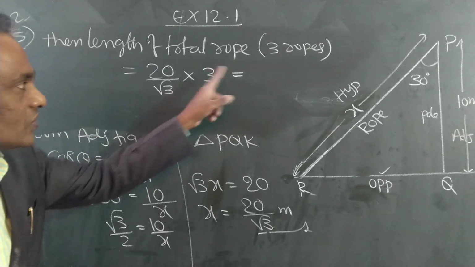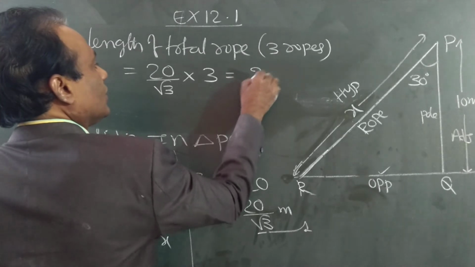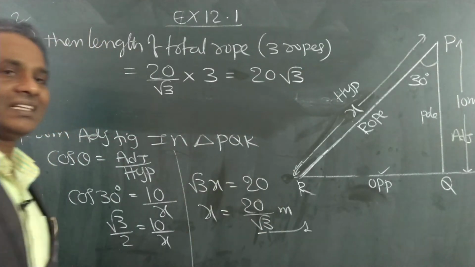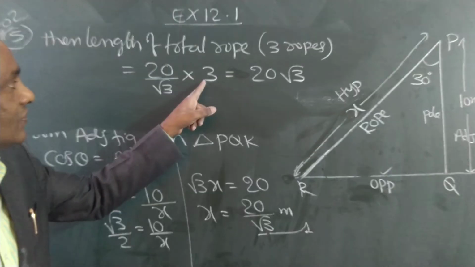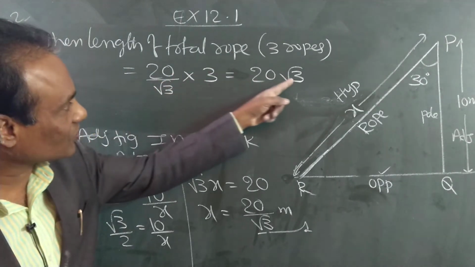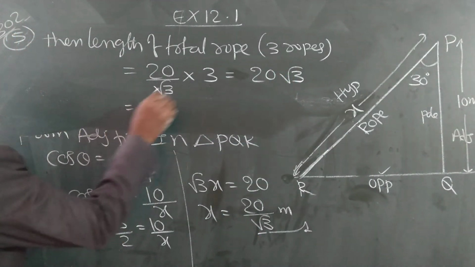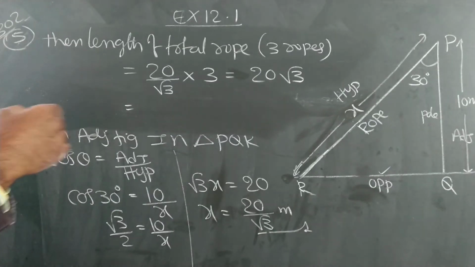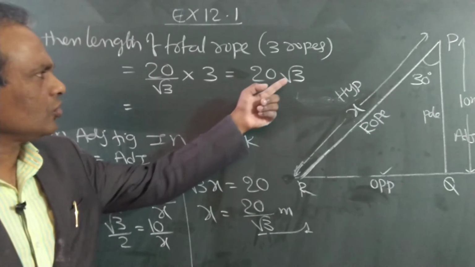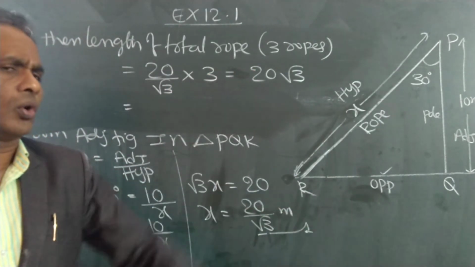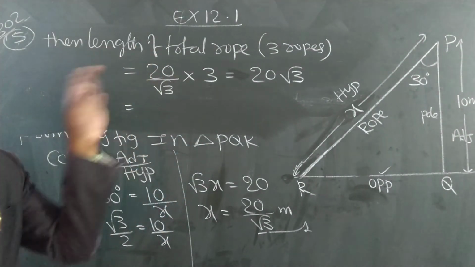3 can be written as root 3 into root 3. One root 3 cancels. See here, 20 root 3 remains. I am writing the direct step. Root 3 into root 3 is 3. One root 3 cancels, another root 3 remains. Now, this is the answer, but in our textbook the answer is further simplified. Actually there is no need, you can leave it here. If you don't know the root 3 value, you can leave it. That is also correct. But I will bring the textbook answer.